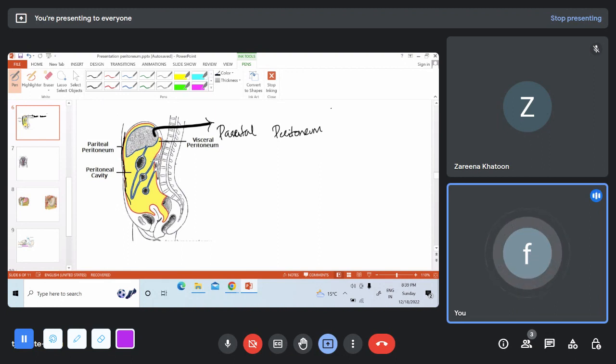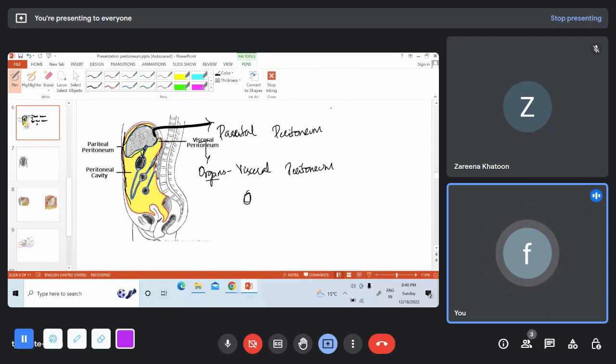Okay. Now visceral peritoneum is the one that lines the outer surface of the viscera. Viscera means organs. So the covering which is covering the organs. Okay, this is the visceral peritoneum. ठीक है. Visceral peritoneum. Now some organs, they are completely covered by the peritoneum.